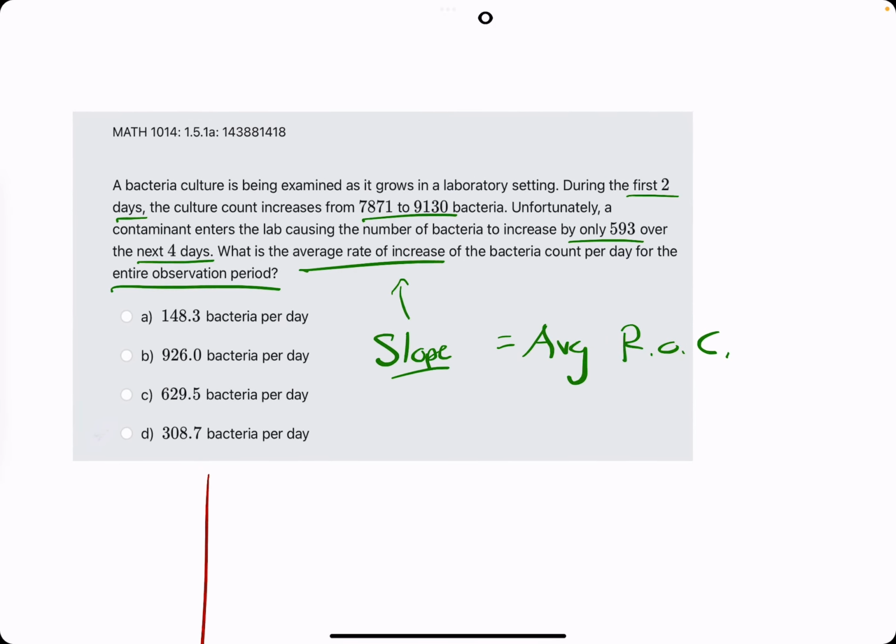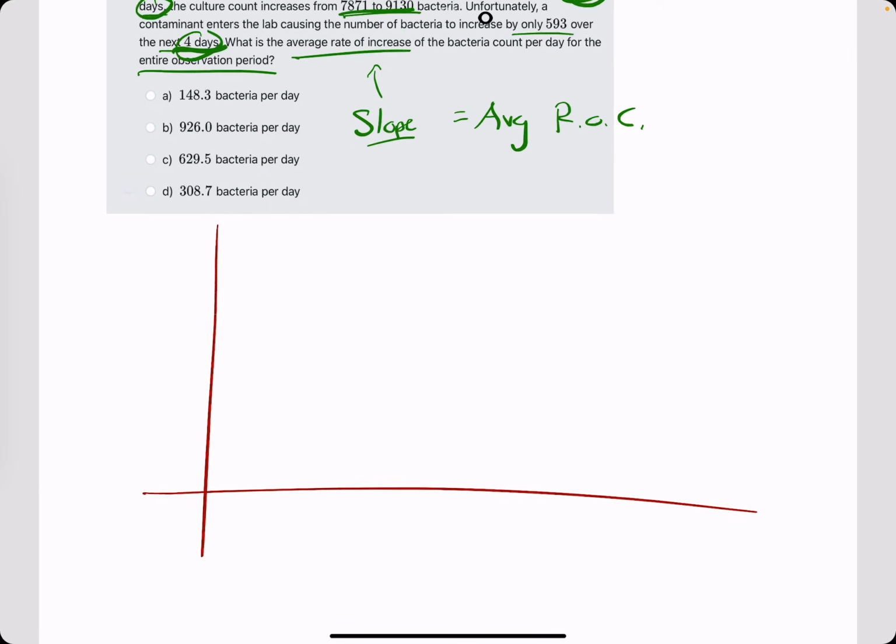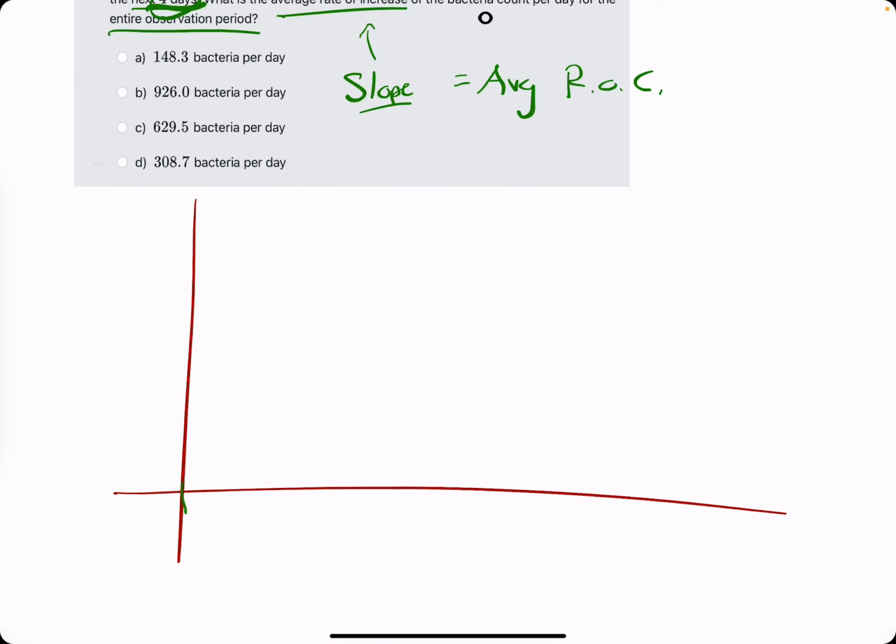So let's think about this. They had the start, and they say during the first 2 days there was some increase in bacteria, and then over the next 4 days there was another increase in bacteria, right? So what's the total observation period? It'd be the 2 days plus the 4 days, right? So we have 6 days. So starting at 0, there was a 2-day gap, and then an additional 4 days to get us to a total of 6, right?